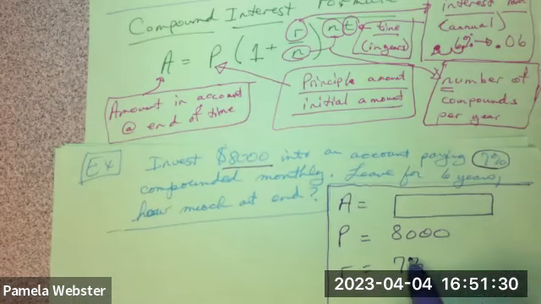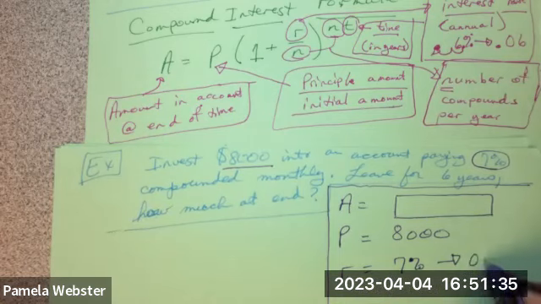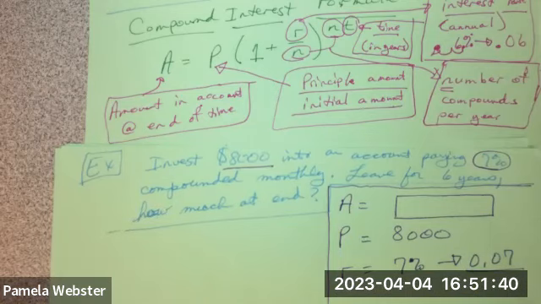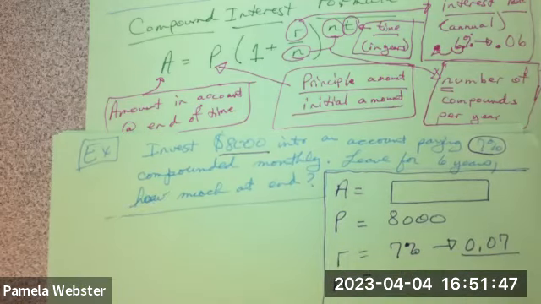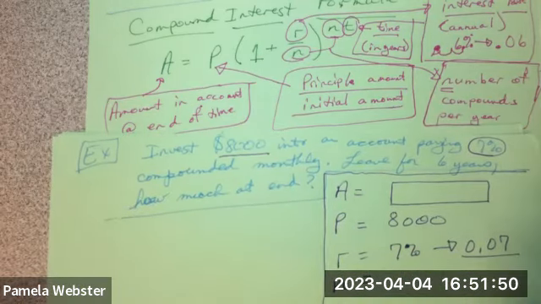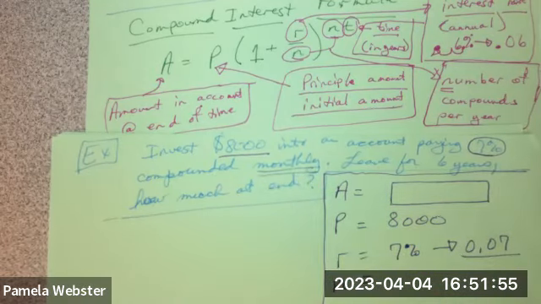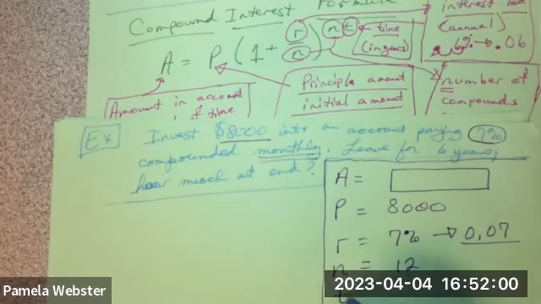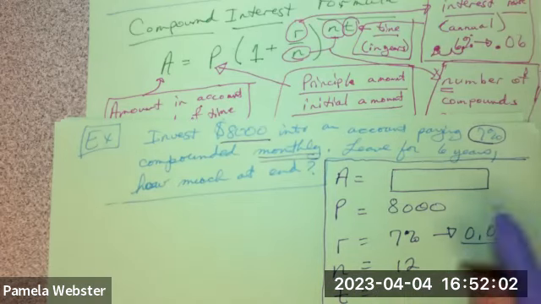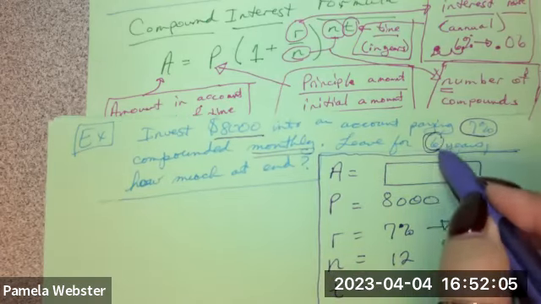Okay, but don't you dare try to put 7% into that formula. Remember that we've got to make that into a decimal. That's 0.07 that I'm going to use in my formula up there. Okay, what's the next variable? N. Remember that's the number of compounds per year. It says 7% compounded monthly. How many months in a year? 12. Good. And the last variable is T, which we know stands for time in years. And it said I'm going to leave that for 6 years.